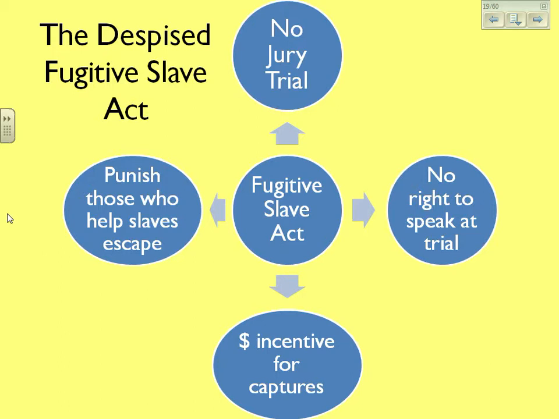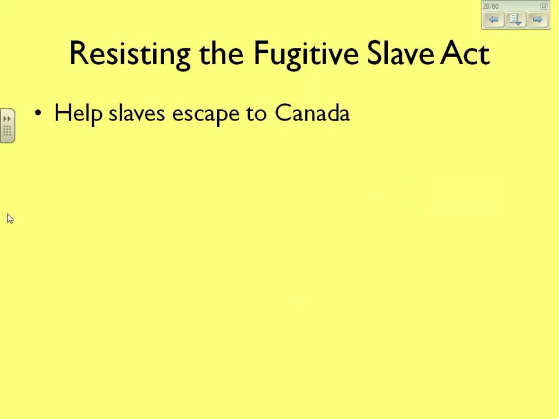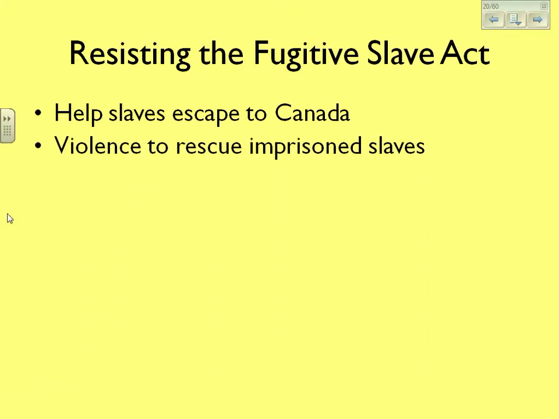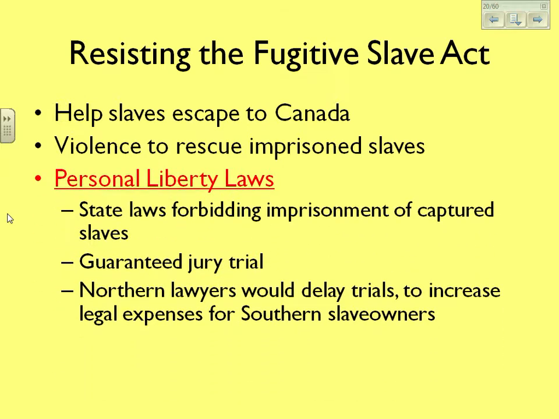We'll get a little more in a bit about the effect of this in the North. Now, they did counter it. A lot of people helped slaves escape, especially to Canada, because if you can get to Canada, or anywhere outside the United States, you're away from this law. And for some slaves who had been captured and put into prison, there was violence to rescue them, and we'll look at one example. Many states passed personal liberty laws forbidding imprisonment of captured slaves and guaranteeing a jury trial, and Northern lawyers would delay trials to increase the legal expense for Southern slave owners. So there are people trying to help them out.